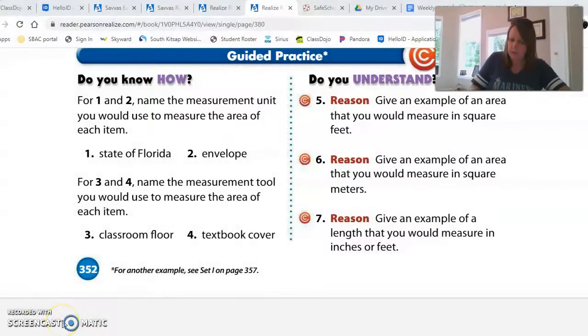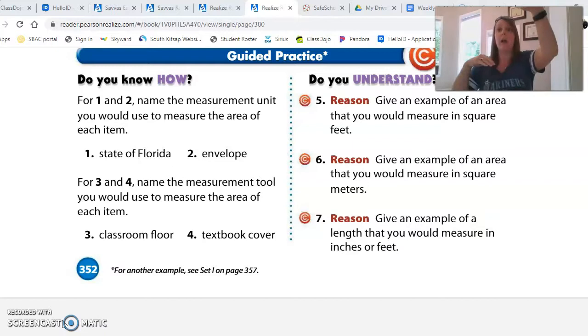All right, now we get to come up with examples of things that we would measure. I always kind of like to do this. Sorry, we're not together for this one. Number 5. Give an example of an area you would measure in square feet. What could we measure in square feet? I know, I have an idea. I'm going to measure my shower.